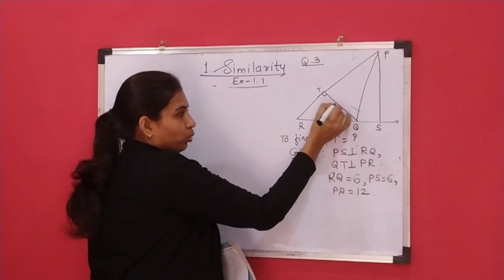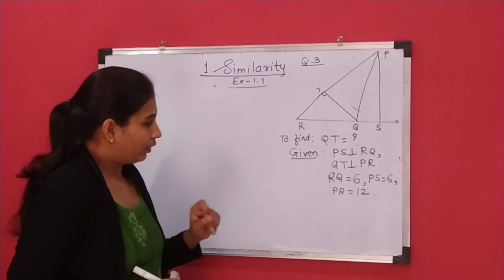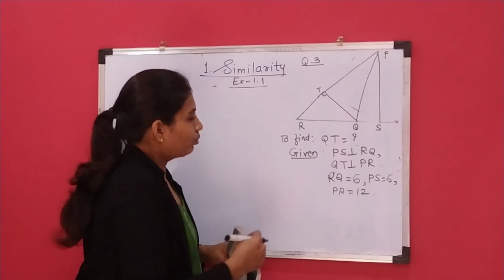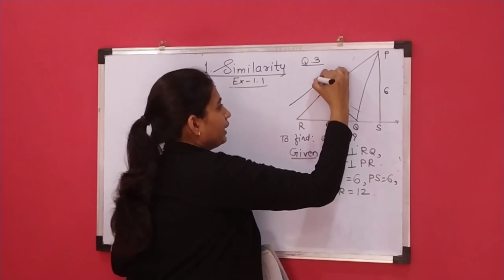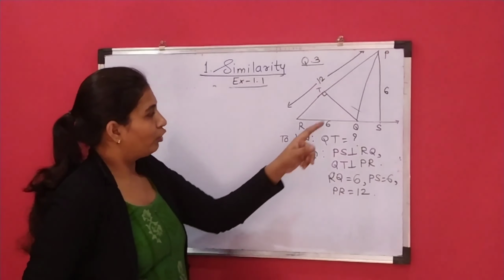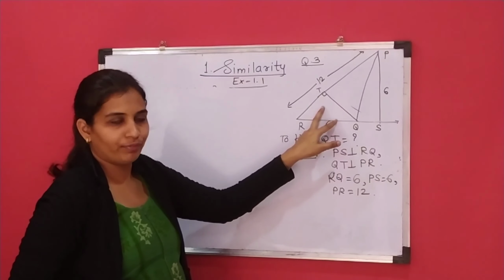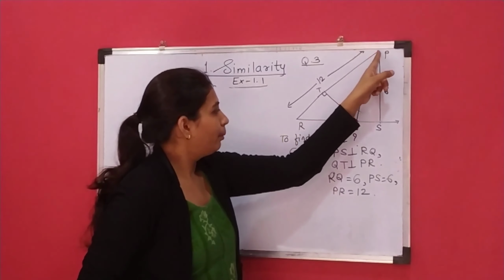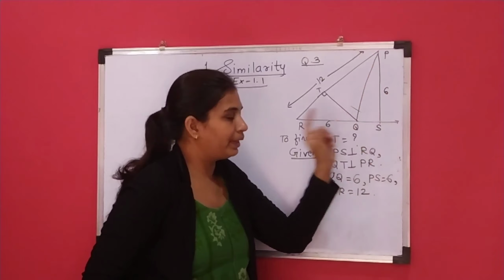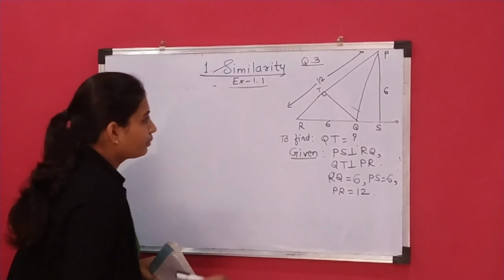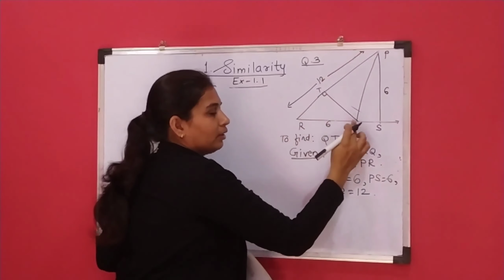Now QT is the height for triangle PQR, and what is provided? RQ, that is 6, PS, that is also 6, and PR, that is 12. Okay, now for triangle PQR, the base is PR and the height is QT, which we have to find. And for the other triangle PQR, the base is QR and the height is PS. So we will substitute the values. So we have to take both triangles, PQR and PRQ.